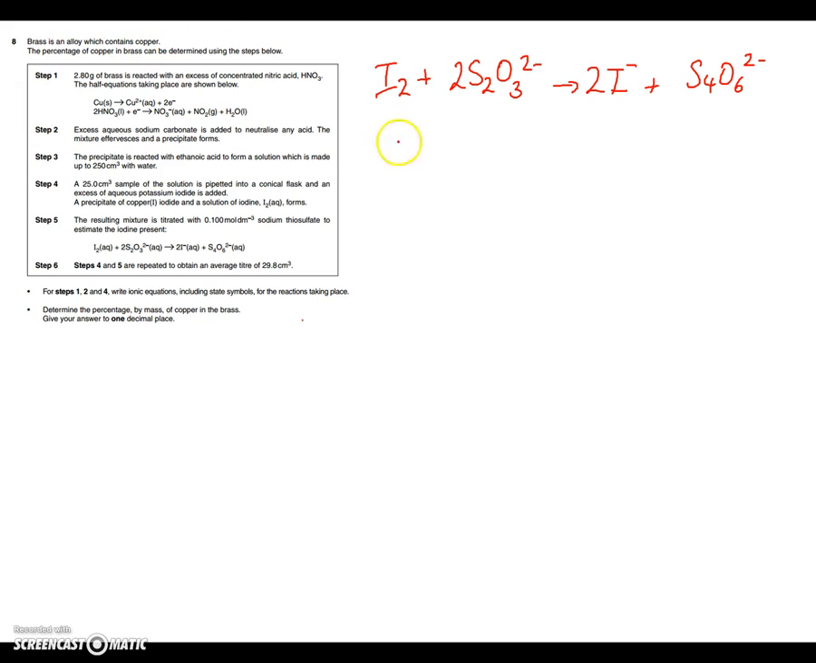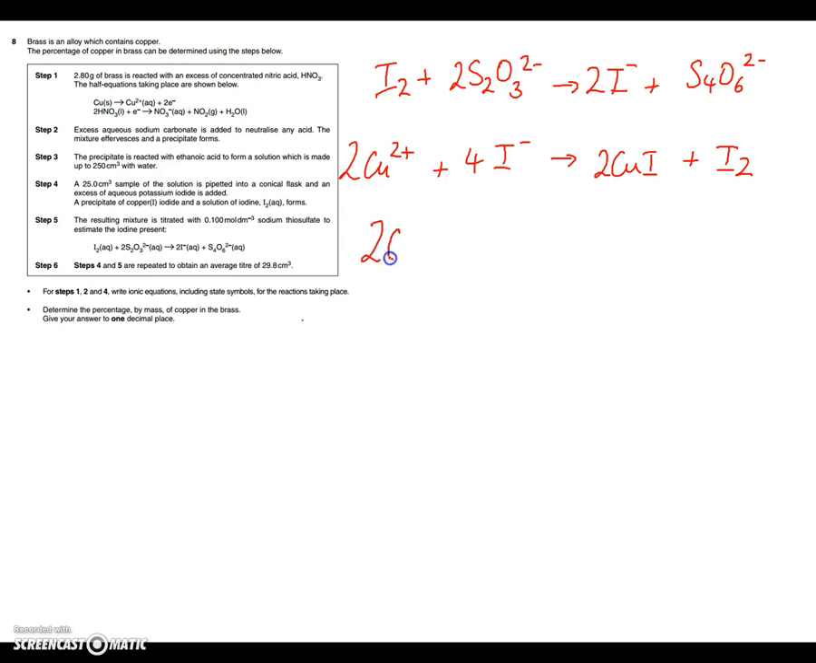So 2 Cu2+ and 4 I-, becoming 2 copper iodides and iodine. So they're the only equations we need to worry about. So we've got a 1:2 ratio here of the iodine to the thiosulfate, and our copper ions are producing our iodine, and then our iodine is reacting with the thiosulfate, and that's the titration here.